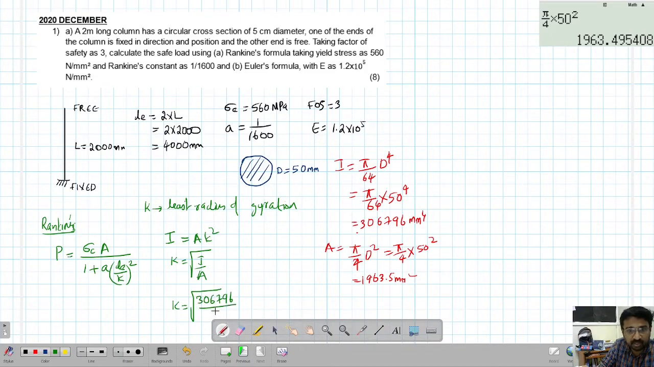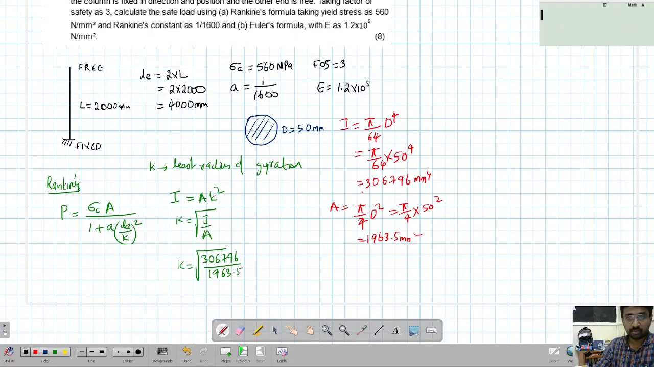30,676,796 divided by 1963.5. So what is the value of this? Let's just calculate that. We'll quickly calculate this. It is nothing but under root of 30,676,796 divided by 1963.5. So this comes out to be 12.5 mm.